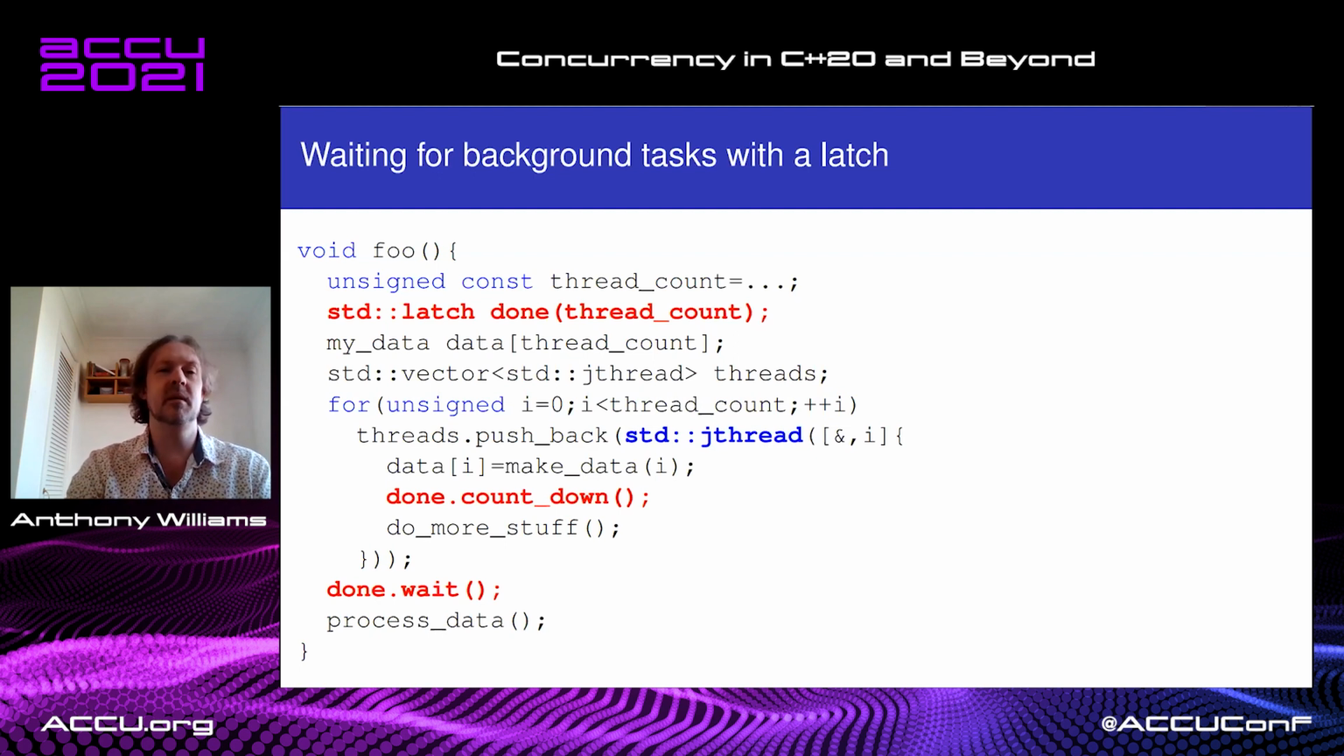As a very simple implementation of a latch, you could have a count and a mutex and a condition variable, and wait would just do a wait on your condition variable, waiting for the count to be 0. Then each thread would lock the mutex, decrease the count, and notify the condition variable if the count was now 0. So that would be a very simple implementation.